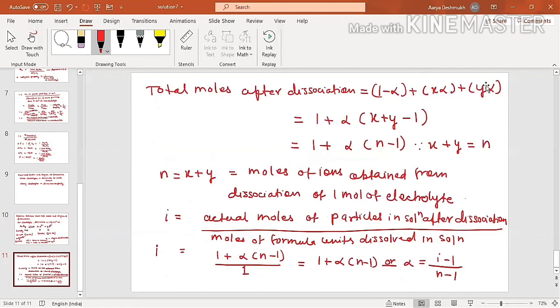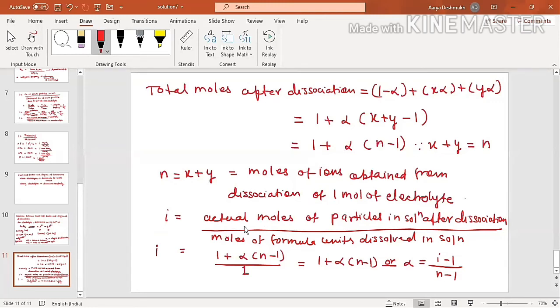Now if you rearrange this equation, we take 1 plus alpha common outside, x plus y minus 1. I hope you understand this. We have only rearranged it. 1 plus alpha taken out, x plus y minus 1, we put this in brackets. So 1 plus alpha, and now x plus y you can replace with n. Suppose n equals x plus y, which is the moles of ions obtained from dissociation of 1 mole of electrolyte. This x plus y is nothing but the moles of ions obtained after dissociation, so it is n. So you can write here n minus 1.